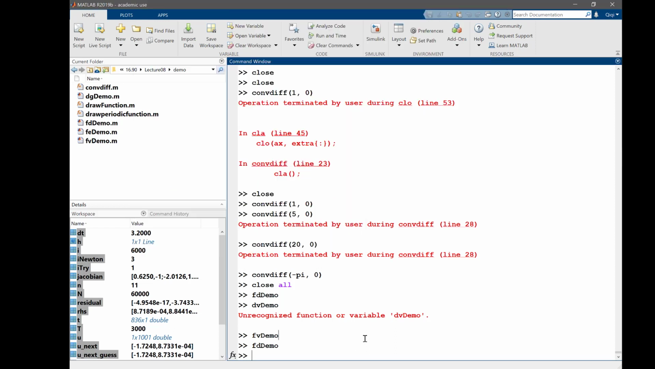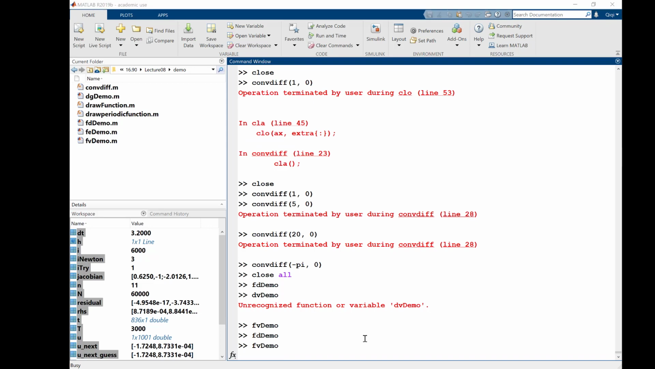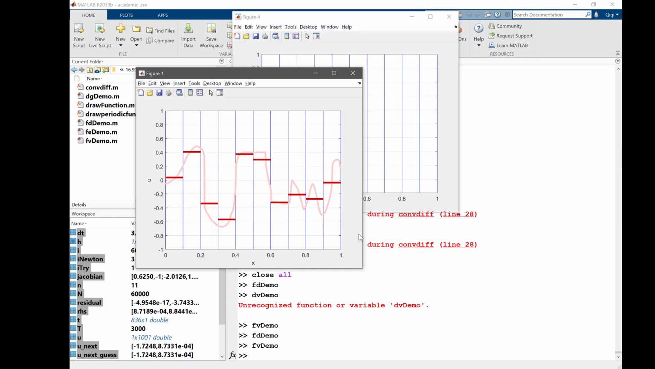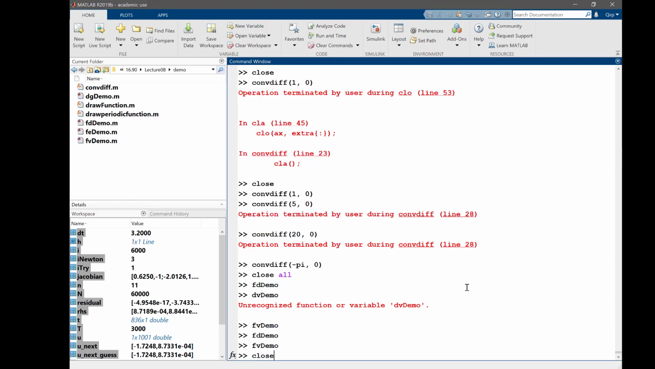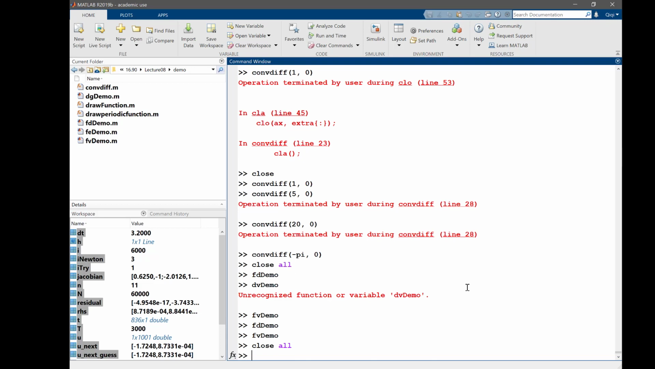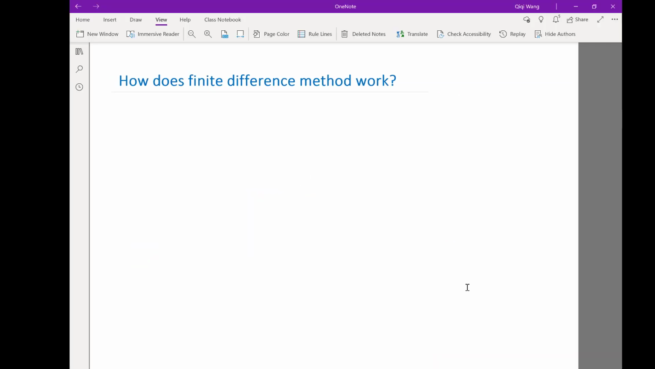Unlike finite volume, where no matter what I do, I have 10 values to keep track of, independent of what boundary conditions I use. All right. So finite volume is what we're going to be studying later. But finite difference is what we are going to be studying immediately.